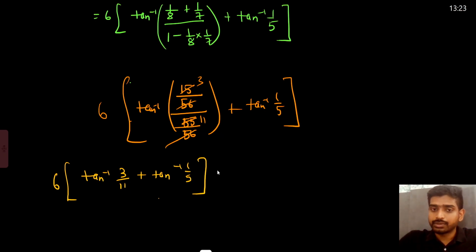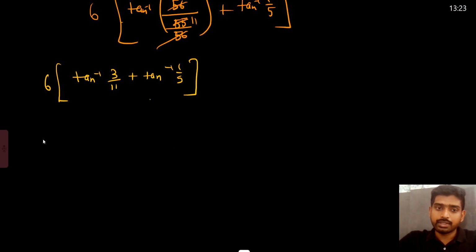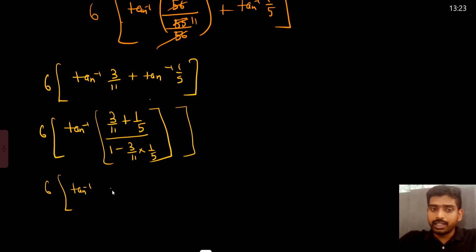Again I'll apply the formula. So here I'll get 6 times tan inverse of (3 by 11 plus 1 upon 5) divided by (1 minus 3 upon 11 multiplied by 1 upon 5). Now next, 6 tan inverse, again we'll take LCM. 55: 5 3s are 15, 11 1 times is 11, divided by LCM 55. Here I'll get 55 minus 3.